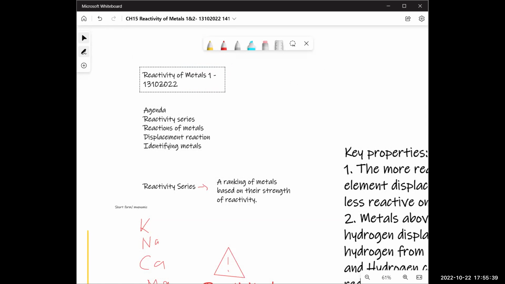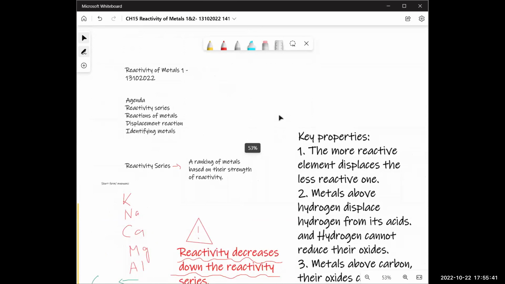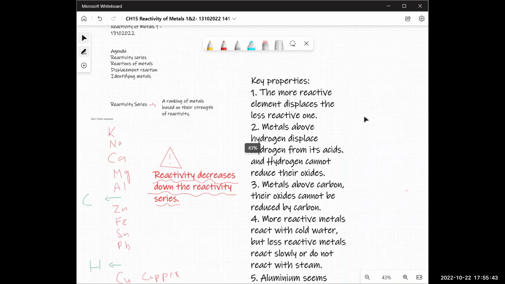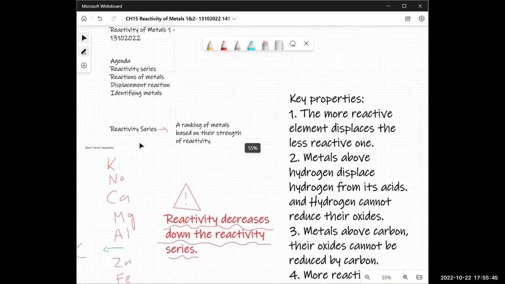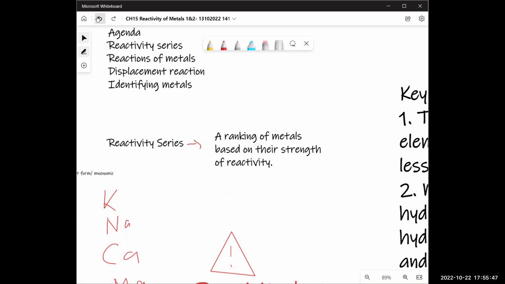Now, Rania, start reading from here. Reactivity series: a ranking of metals based on their strength of reactivity. All right, so a ranking of metals based on their strength of reactivity.